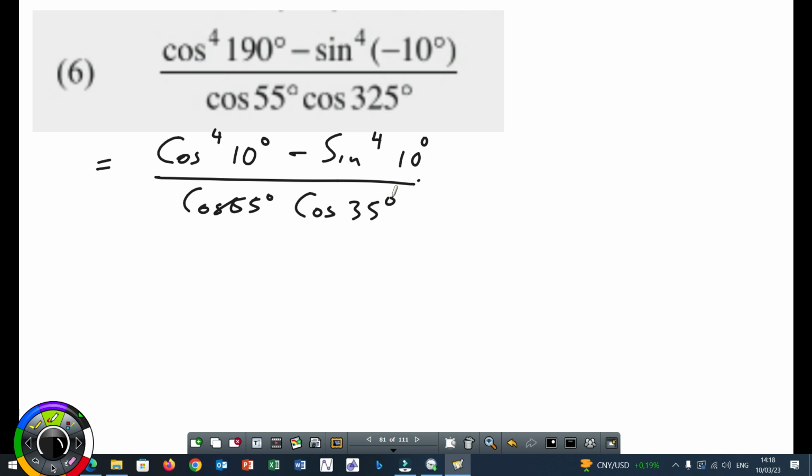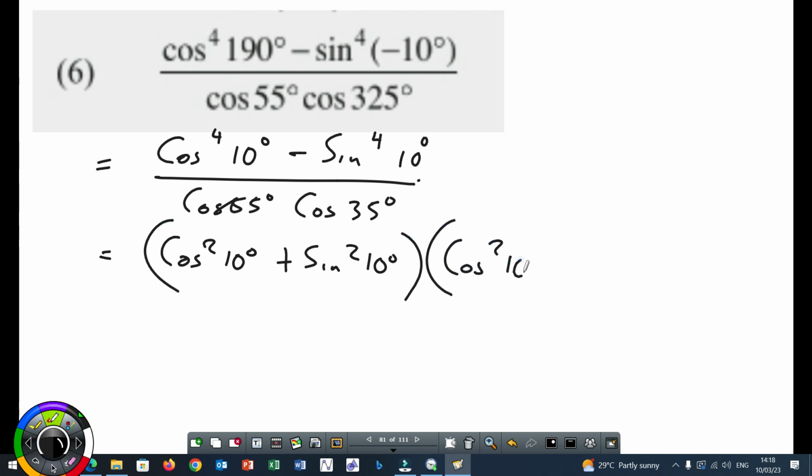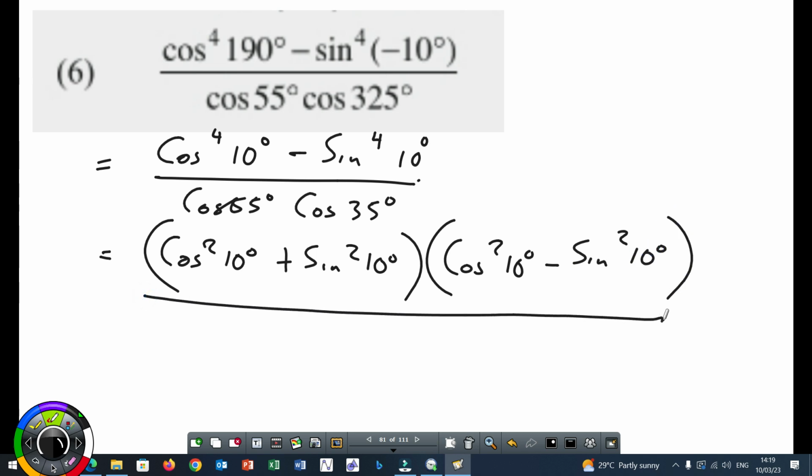Right? Now, here it gets interesting now. The numerator is a difference of 2 squares. So, it will be cos squared 10 degrees plus sine squared 10 degrees times cos squared 10 degrees minus sine squared 10 degrees. Right? All over. Now I'm smiling already because this is 1. This is 1. Then here, in the denominator, we have got cos 55 times cos 35. It will be better to convert the cos 55 using co-ratios to sine 35. Then you have times cos 35.